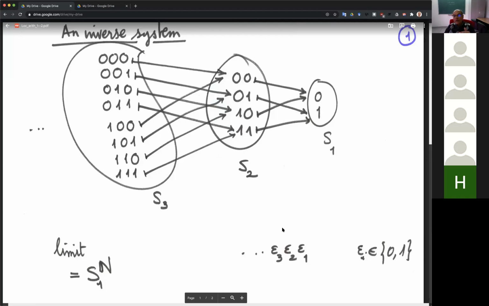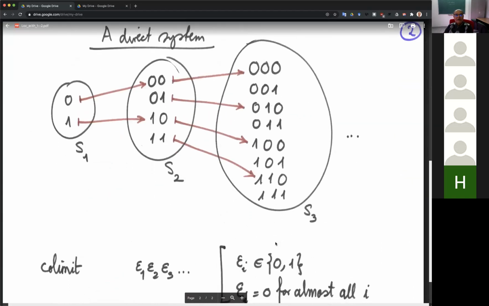Now, to show you the difference between an inverse system and a direct system, I've made the same sets into a direct system as well. So here it is. The sets remain the same, S1, S2, S3. Now it's a direct system, so the maps go in the other direction: from S1 to S2, from S2 to S3 and so on. And what is the map from Sn to S(n+1)? Sn consists of all strings of length n. You just add 0 at the end of that string to get an element of S(n+1). So that's what is happening here.